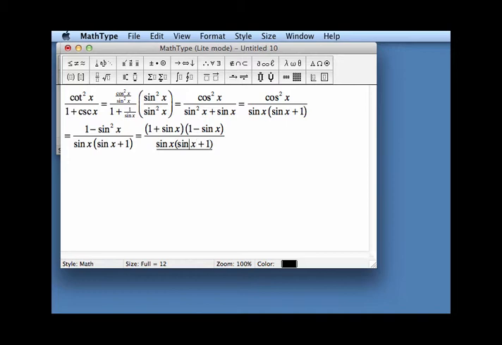And it doesn't look like these are the exact same factor, but 1 plus sine of x and sine of x plus 1 are the same. If I just wrote these two terms added in the other way, you could see that. And so this factor here and this factor here can cancel out, and so that gives us 1 minus sine of x over sine of x, and that's exactly what we needed.